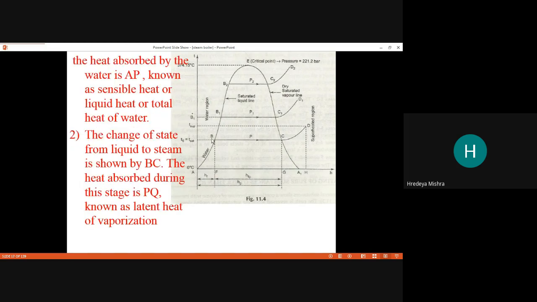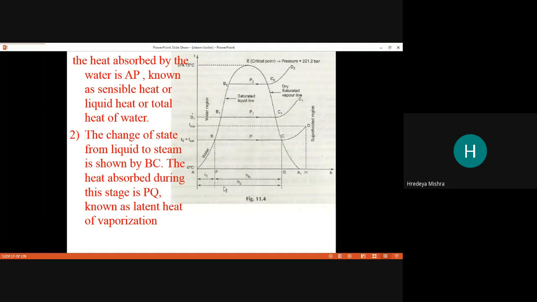Now the heat absorbed by the water in AB is known as sensible heat or liquid heat or total heat of the water. So see here, what is the sensible heat, or we can say the liquid heat or total heat of the water. Heat is involved in this, meaning hf. hf is the total heat of the water, or we can say sensible heat.